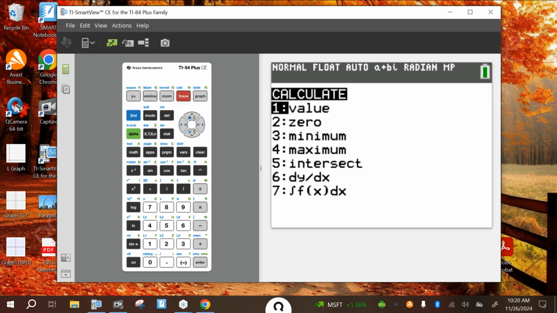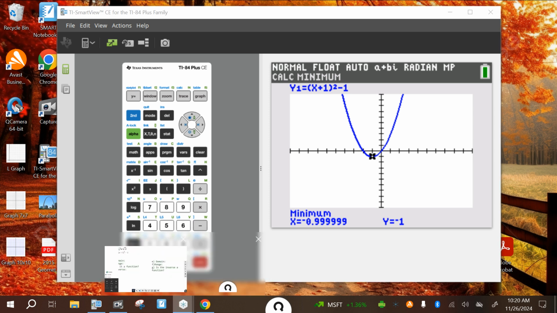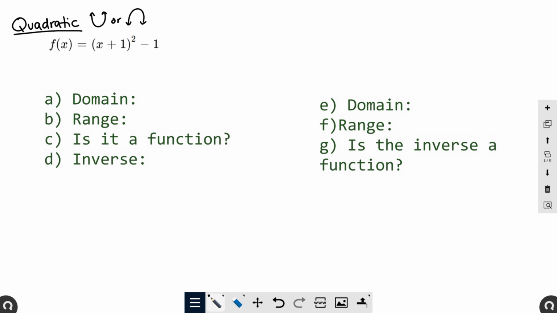So let's go to second trace and choose option 3 for minimum. Now, your calculator asks you some questions, right? When we find minimum, it says left bound, so go to the left and hit enter. Then it says right bound, so go to the right and hit enter. And enter on guess. It may give you some weird decimals, but if you round to just 2 decimal places or just round your numbers, the vertex is at -1, -1.